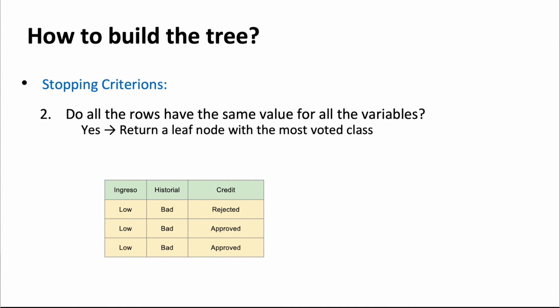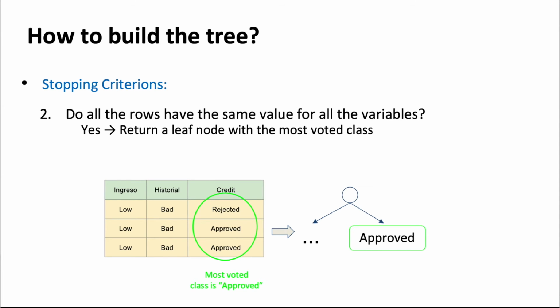The second stopping criterion is when we reach the point where all the rows in the current table are exactly the same in the variables without taking into account the class. For example, here we can see that these 3 rows are the same in the remaining variables without taking into account the class, right? So in this case, it means that we have to stop building. And what class we are going to put in the leaf? The most voted one. So in this case, we have 2 approved and 1 rejected. It means that we will put a leaf node with the approved class.